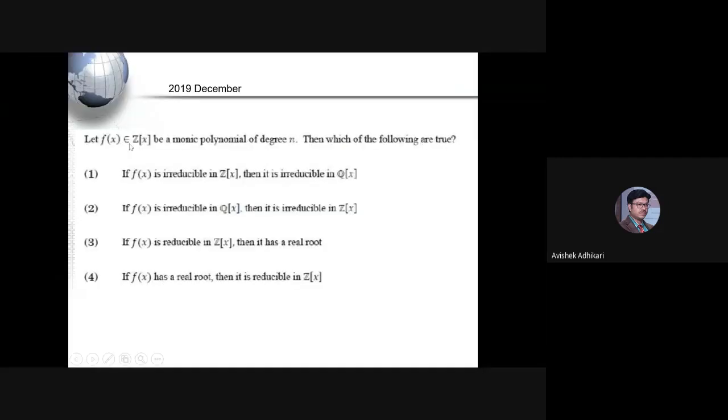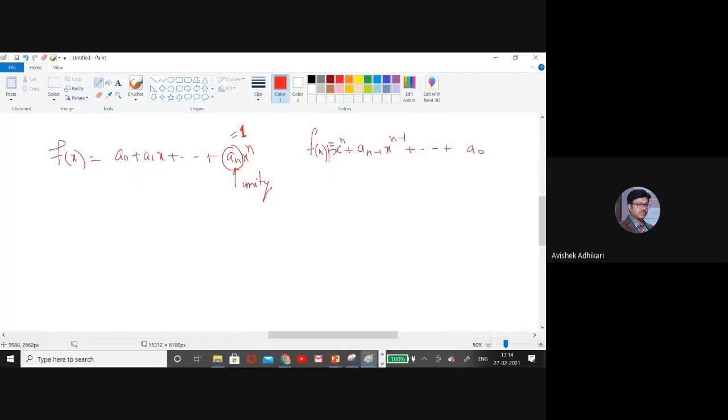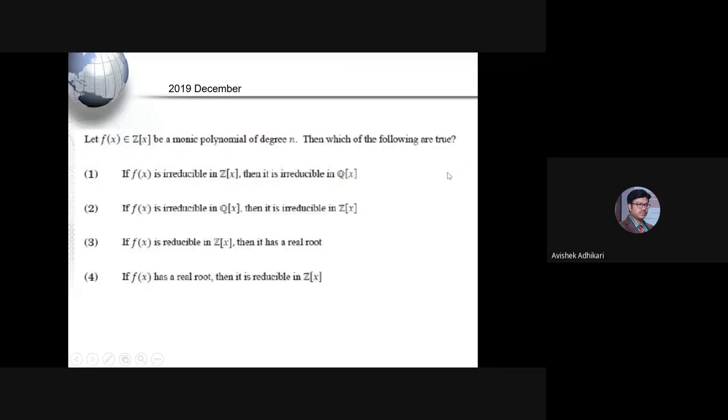So since f(x) is a monic polynomial, one of the coefficients is 1, and of course the GCD with the others should be a unit. So this is a primitive polynomial. If it is irreducible in Z[x], then it must be irreducible in Q[x]. So the result is correct. Is it clear to all of you? Okay, what about the next one?